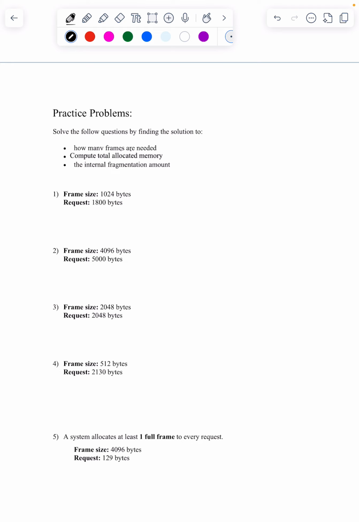To start out, the first thing we need to do is divide to find how many frames we're going to need. So we'll take the requested, divide that by the frame, and this is basically going to be about 1.76 or roughly 2 frames. From there, to get the total allocated memory, we're just going to multiply the 2 frames by the frame size, which tells us we need about 2048 bytes to satisfy our request.